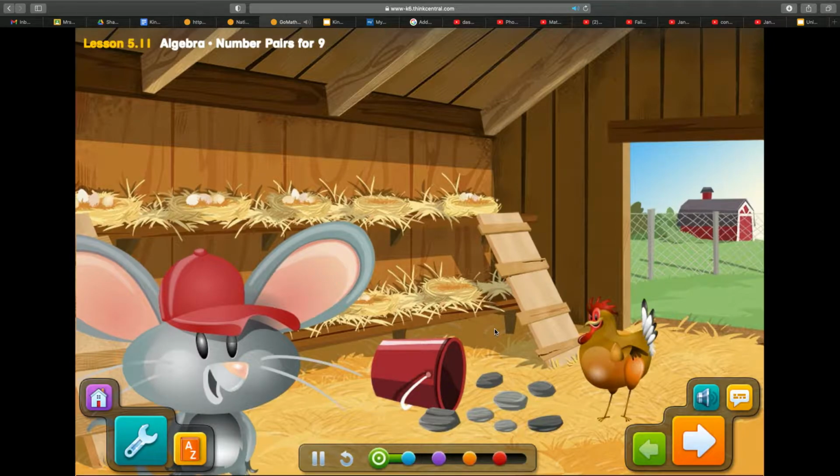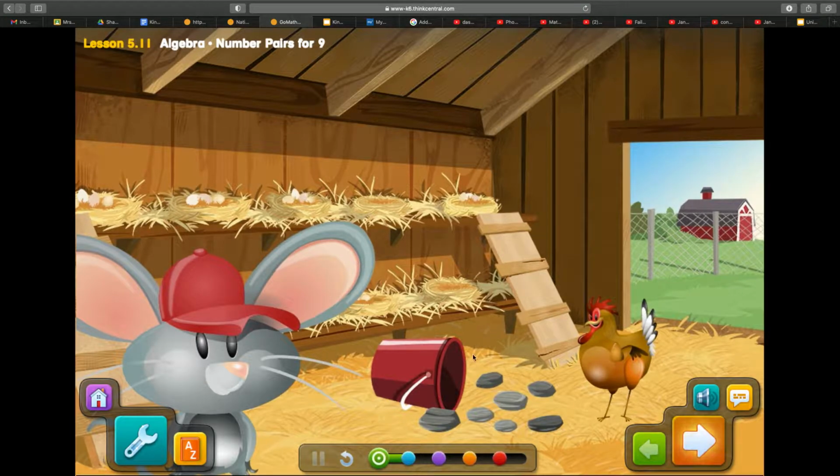There were 9 stones in the bucket, and 7 of the stones just spilled out. I wonder how we can figure out how many stones are still in the bucket. Let's learn more about number pairs for 9 to find out.